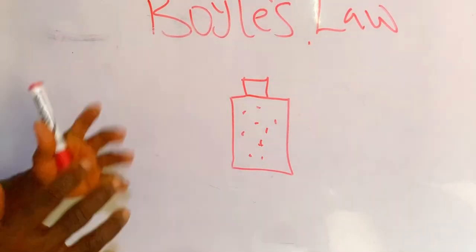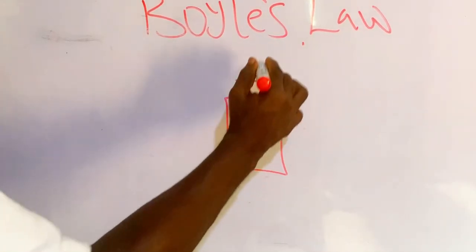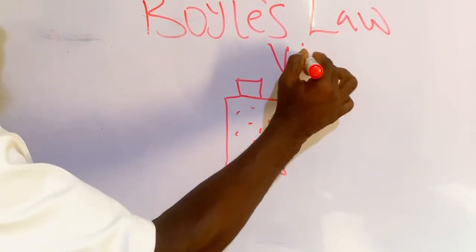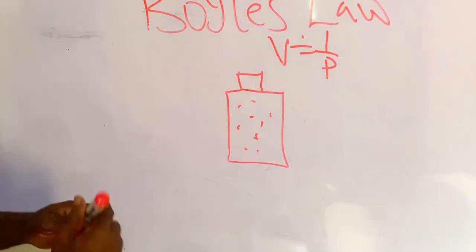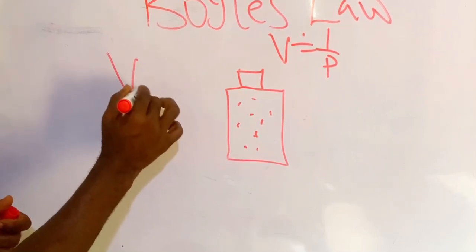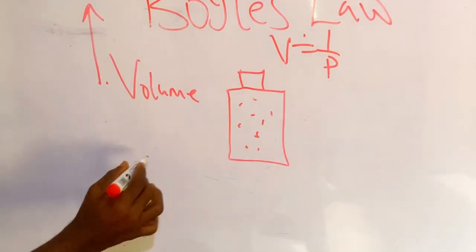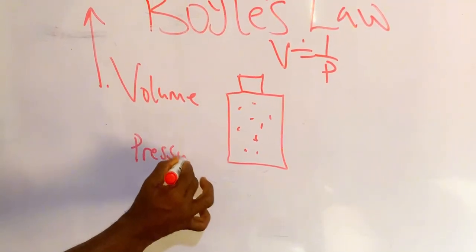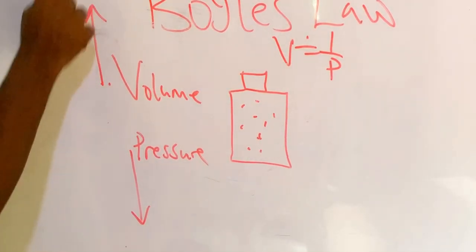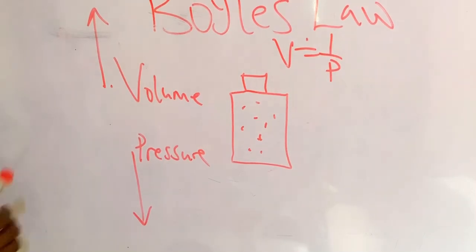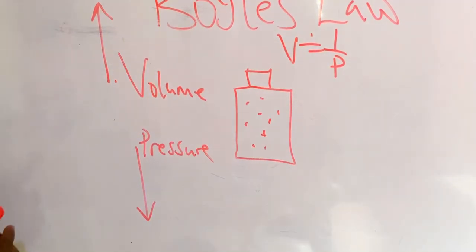Now let's use a practical illustration to explain what Boyle's law is saying. Remember, Boyle's law states that the volume is inversely proportional to the pressure. What this is saying is that when there is an increase in volume, the pressure will be decreased. When there is an increase in volume, there will be a decrease in the pressure.